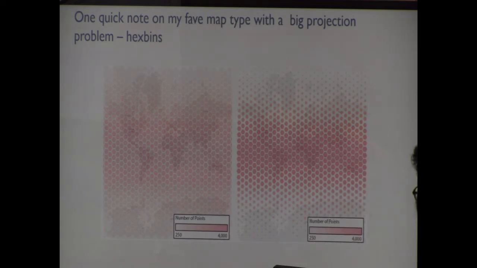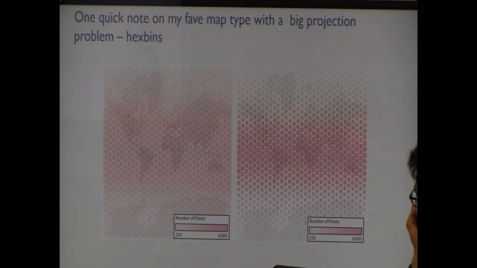And just because I knew I was probably going to go over time anyway, and I think I still have like a nanosecond since we started a few minutes late, I want to give a quick note about my favorite map type with a big projection problem, because hex bins are cool. I saw hex bins in at least one project. Somebody was looking at some hex bin data. And I wanted to tell you about the big gotcha with this.